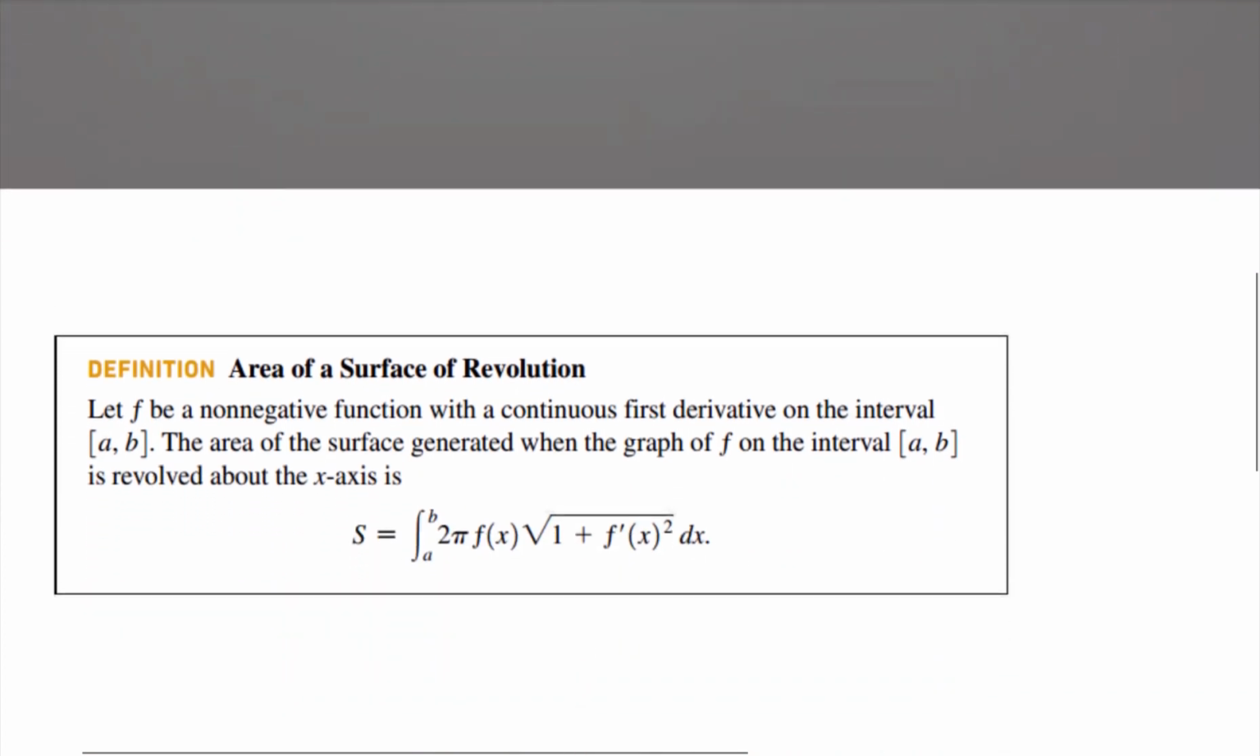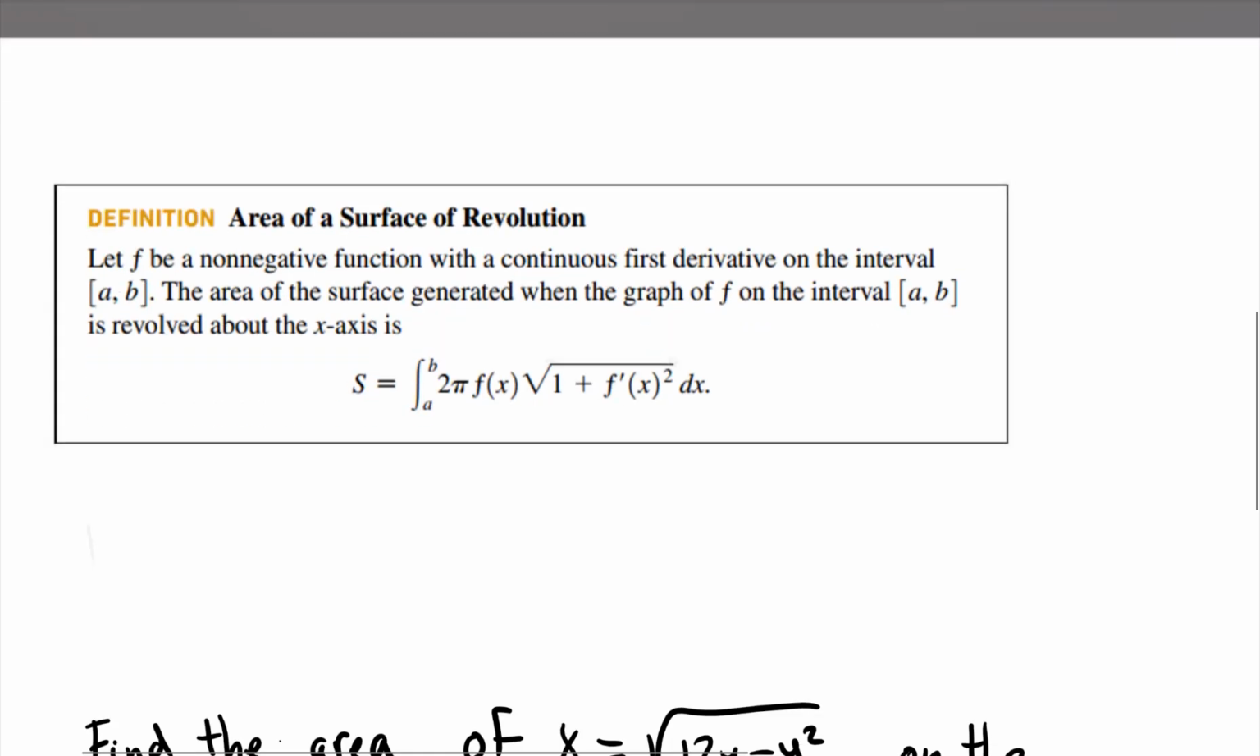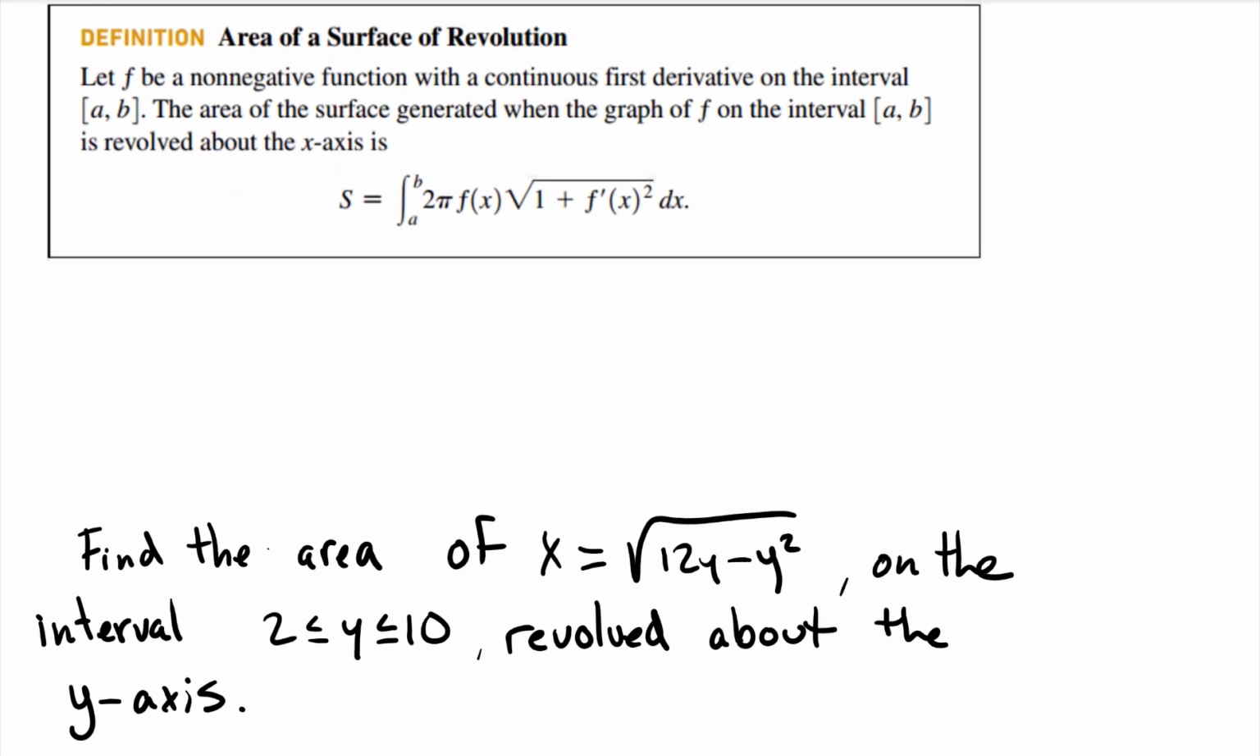So there's our definition one more time. If you look in your text, you're not going to find anything but this formula. It does actually have a line with something else, but what happens when the problem looks as such? We want to find the area of x is equal to the square root of 12y minus y squared, on the closed interval from 2 to 10. We're talking about y's, and we're revolved about the y-axis. Well, the formula given to us is about the x-axis, where everything's in terms of x's.